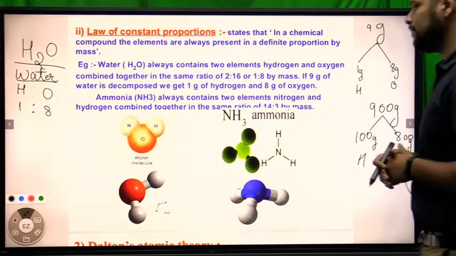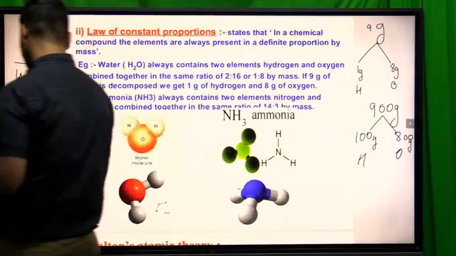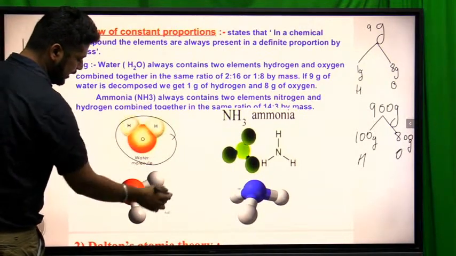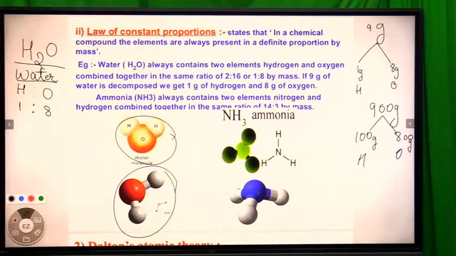Next example, if we take ammonia. First see this. Water, H2O, always contains two elements, hydrogen and oxygen, combined together in the same ratio of 2:16 or 1:8 by mass. If 9 gram of water is decomposed, we get 1 gram of hydrogen and 8 gram of oxygen. Now, the second compound we talk about is ammonia. These are the water molecules. You can see here 2 hydrogen and 1 oxygen.